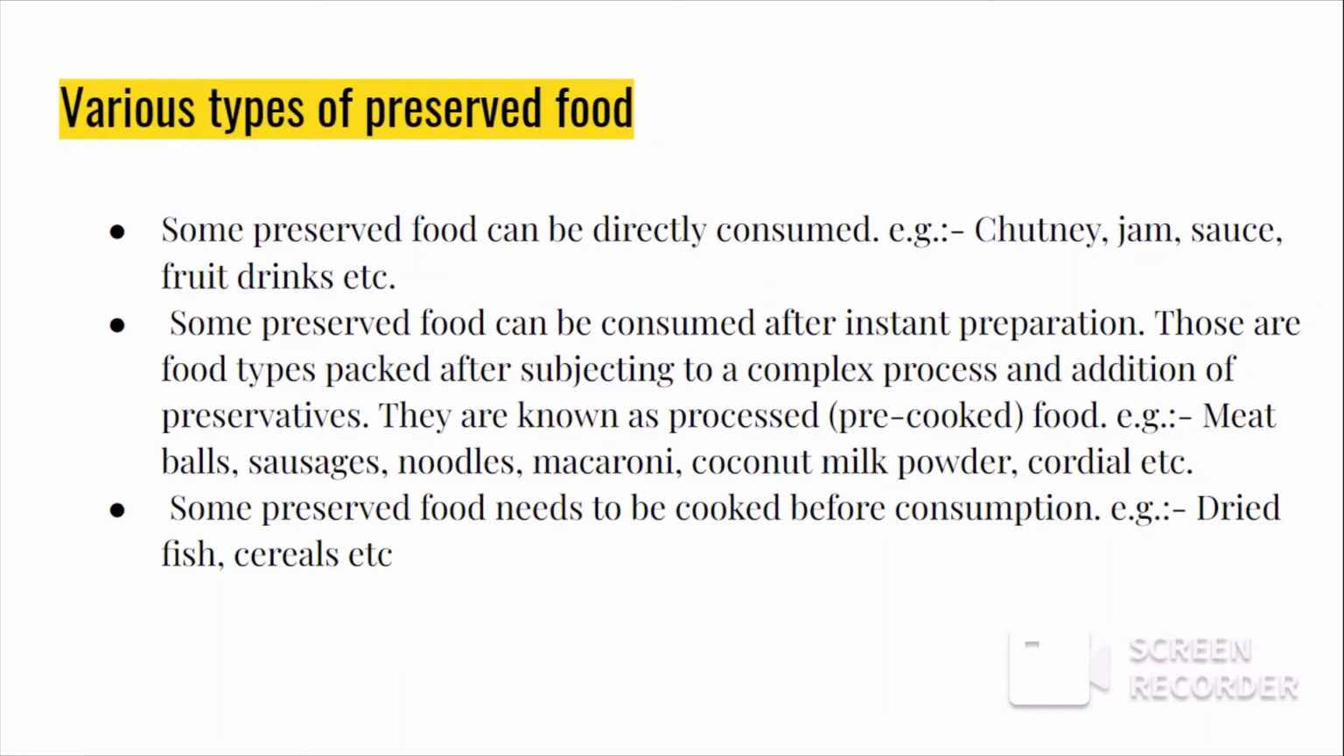So these ones are just instant ones, because we can just cook them in like 2 to 5 minutes, because they are just pre-cooked. They are packed and subjected to a complex process, in addition to the preservatives. Some preserved food needs to be cooked before consumption, like dried fish and cereals. We all eat cereals nowadays, so y'all can see that they need to be cooked before consumption.